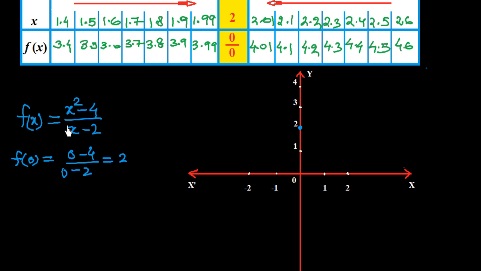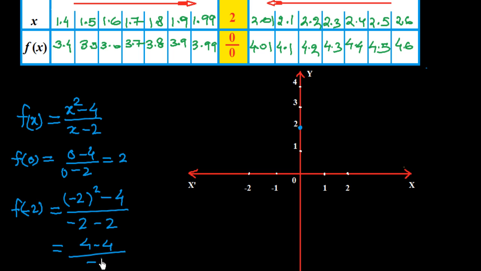Now we are getting one more point. If we take x is equal to minus 2, see what happens here. F of minus 2: in the numerator, minus 2 square minus 4 over minus 2 minus 2, which is 4 minus 4 over minus 4, which is 0 over minus 4, which is 0. So if x is equal to minus 2, then y is equal to 0. So these two points we have got here. Now we draw a line through these and see what happens.